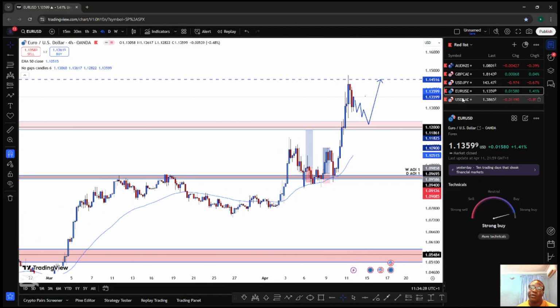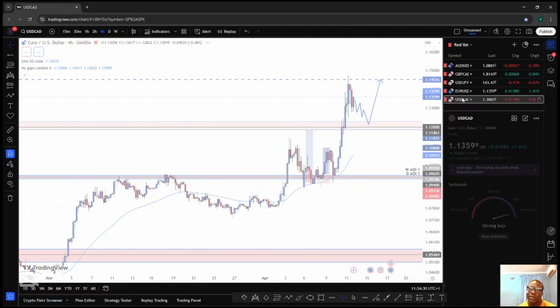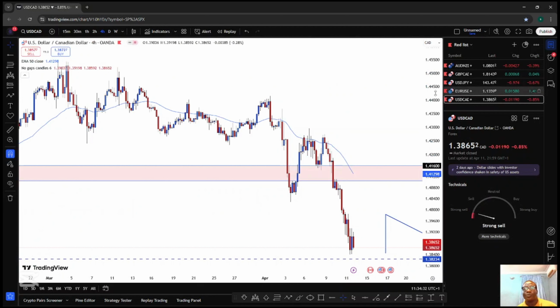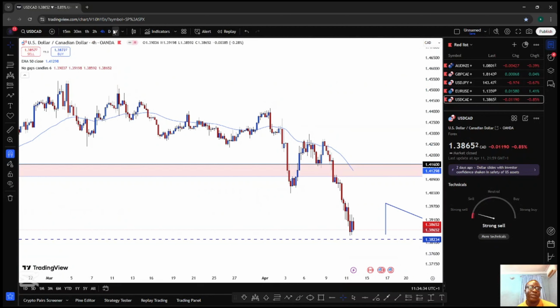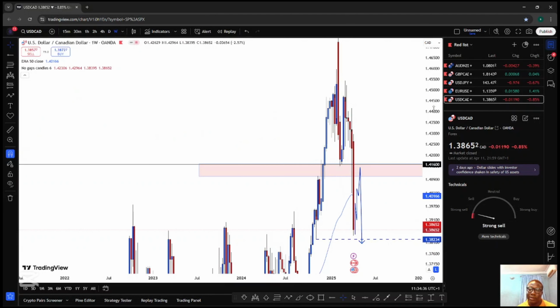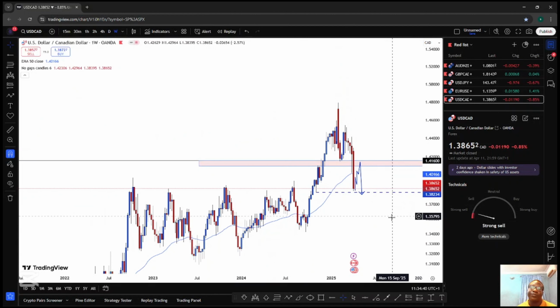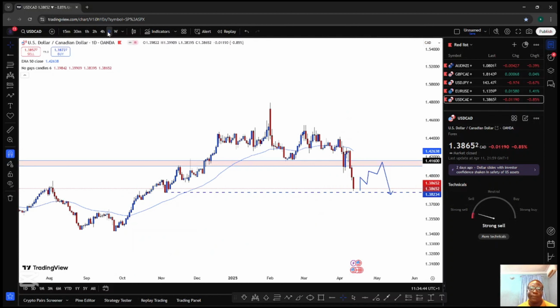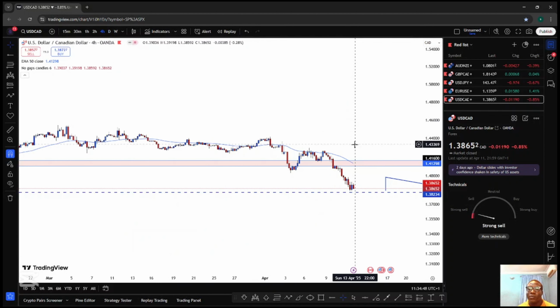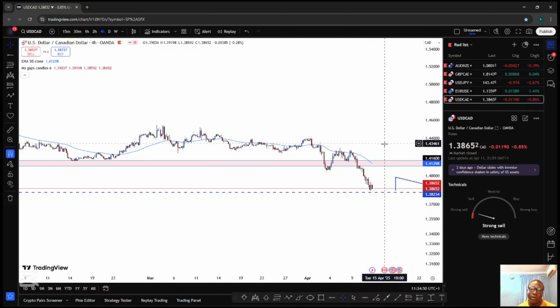The next pair I'll be looking out for is USD CAD. USD CAD on the weekly time frame, we can see that the market is currently bearish. On the daily time frame, the market is also bearish, and on the 4-hour time frame, the market is currently bearish.